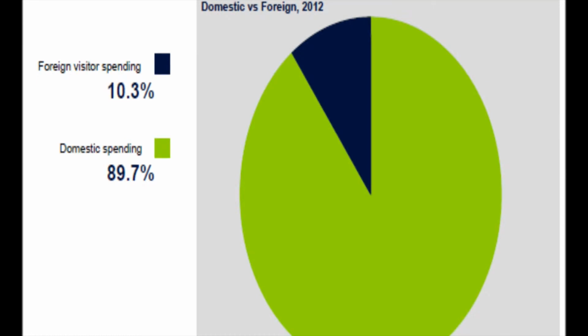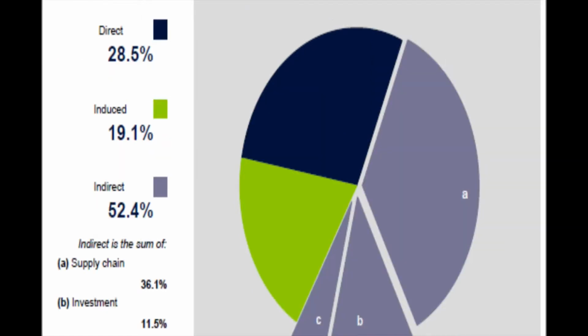Domestic travel spending generated 89.7% of direct travel and tourism GDP in 2012, compared with 10.3% for visitor exports. Overall, the direct contribution is 28.5% and the indirect contribution to GDP is 52.4%. That means the total contribution of travel and tourism to GDP is nearly 4 times greater than its direct contribution.